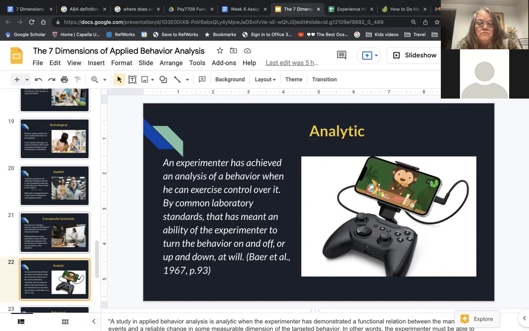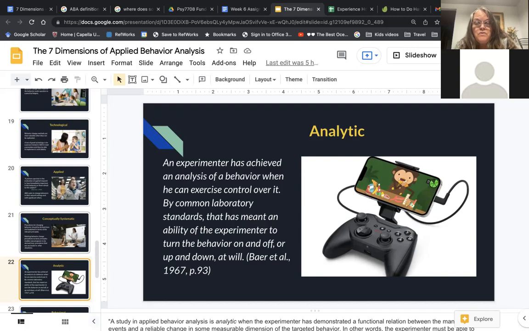So the quote here from Baer et al. says, "An experimenter has achieved an analysis of behavior when he can exercise control over it." By common laboratory standards, that has meant an ability of the experimenter to turn the behavior on and off, or up and down at will. So just like a child can control a video game, a good behavior analyst can start and stop different types of behaviors.